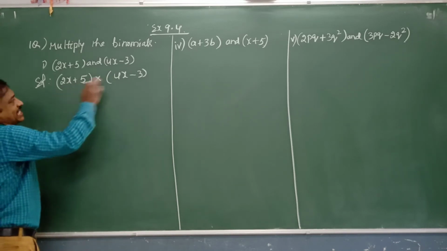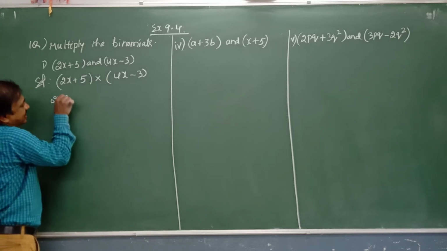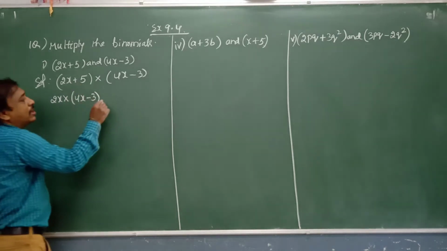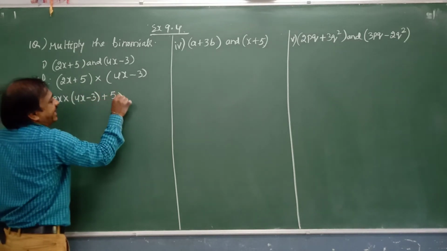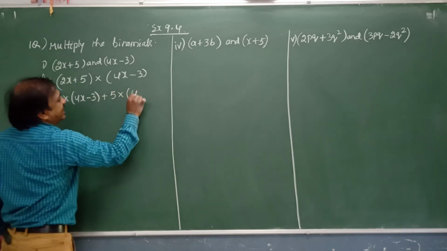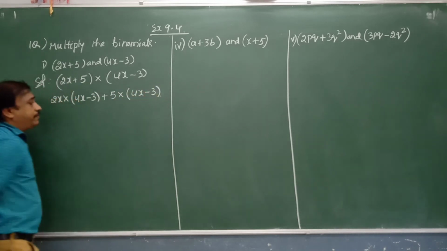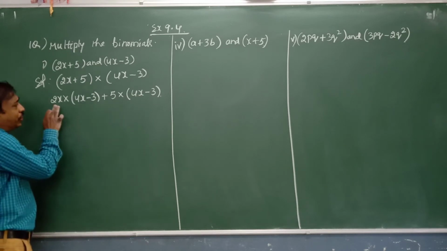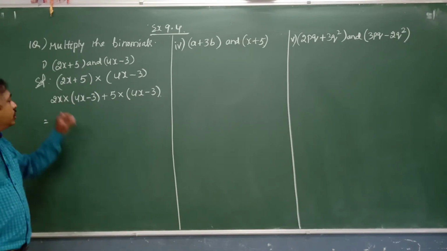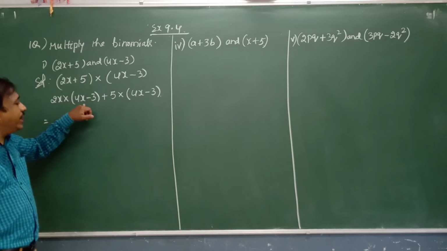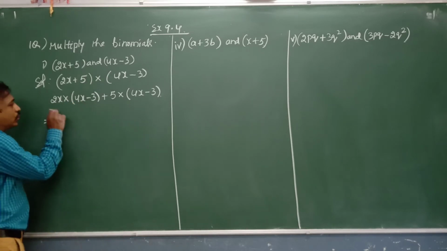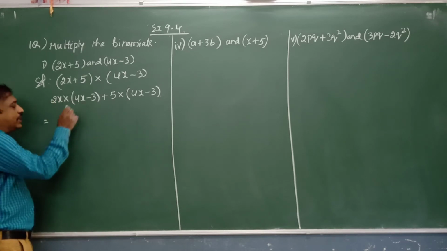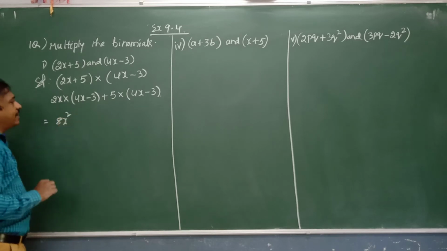So first 2x into 4x minus 3. Then what sign do you have? Plus 5 into 4x minus 3. Now 2 into 4, numerical terms: 2 4s are 8. How much is 2 into 4? 8. x into x, 8x square.